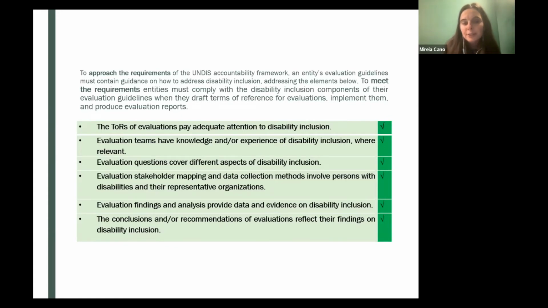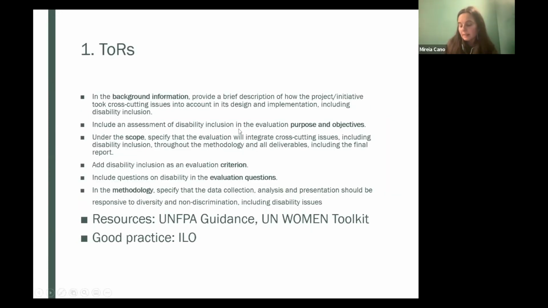So if we look at the first one, the first one says that the terms of reference for evaluations need to pay adequate attention to disability inclusion. So, for example, in the terms of reference, we advocate for, in the background information, to provide a brief description on how the project or the initiative takes cross-cutting issues into account in the design, implementation, including disability inclusion. But this needs to be integrated also in the purpose.